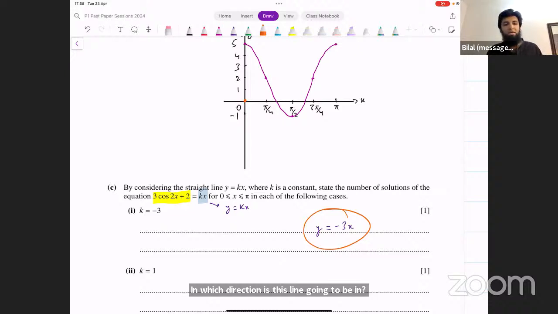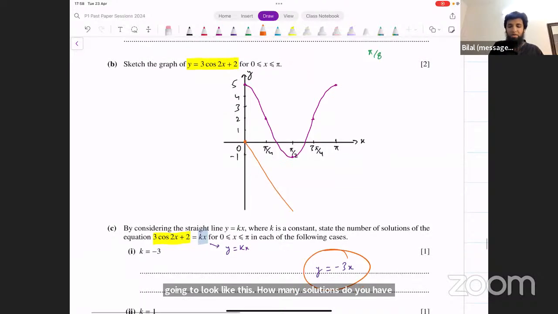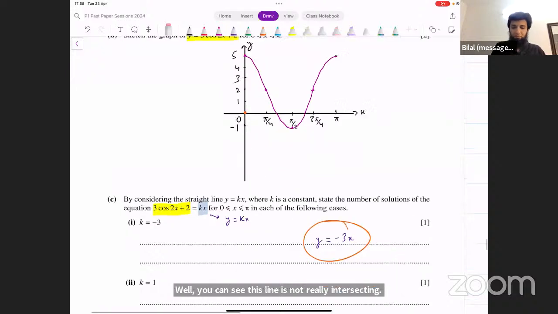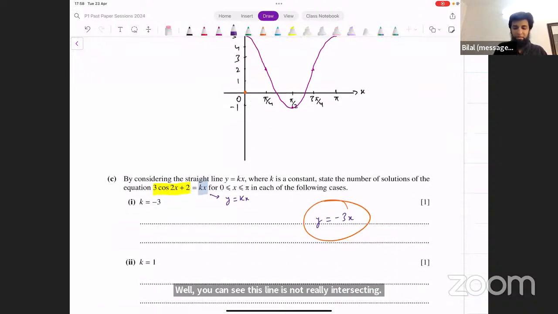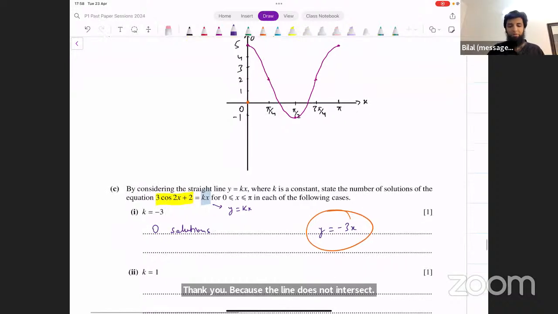Y equals minus 3x. That's a negative gradient. So the line is going to look like this. How many solutions do you have here? Well, you can see this line is not really intersecting the curve. So for the first part, we say there are no solutions, right? Because the line does not intersect the graph at any point, okay? The curve at any point.